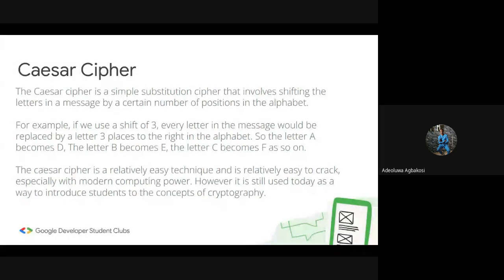Now, the scissor cipher, you shouldn't use scissor cipher in production. It's just basically an example. In fact, in modern cryptography, we no longer make use of substitution ciphers or transposition ciphers. We only use them to introduce people to cryptography. The reason we don't use them is because they are relatively very easy to crack.